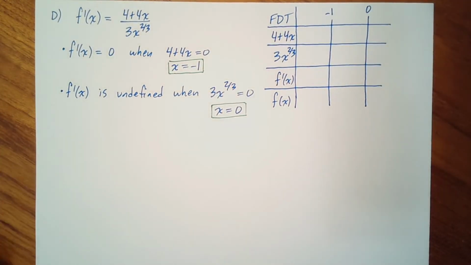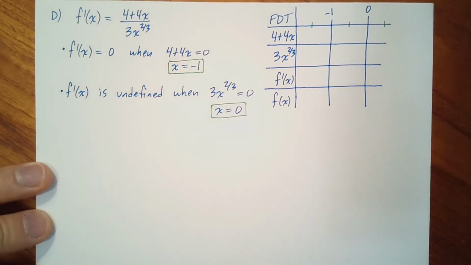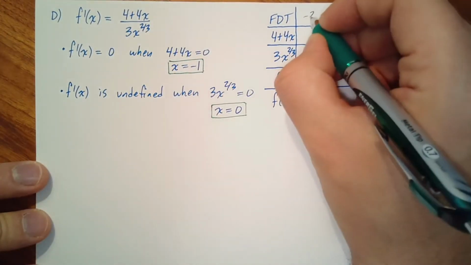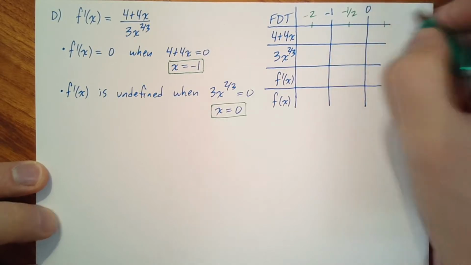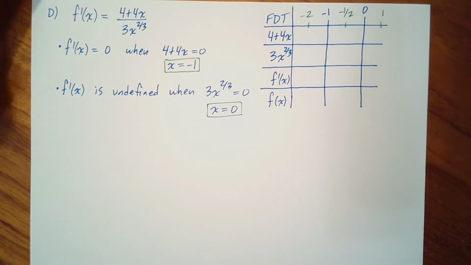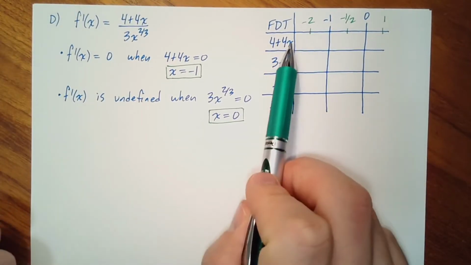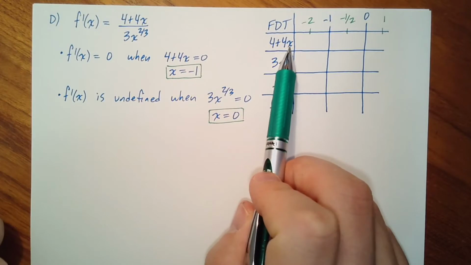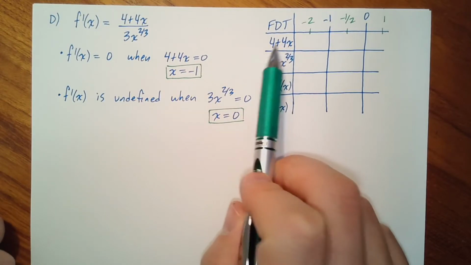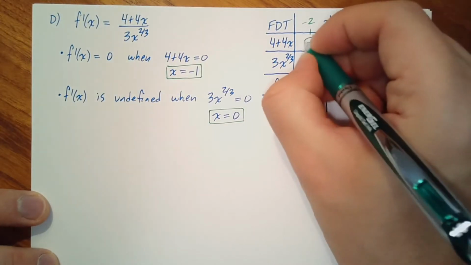And then we'll just pick a sample point in each one of those regions. So how about -2, -1/2, and then +1? Those will work fine. So plug those in. Plug -2 into 4 plus 4x. If you plug it into x, you're going to get 4 plus 4 times -2. That's going to be 4 minus 8, which is going to be negative.